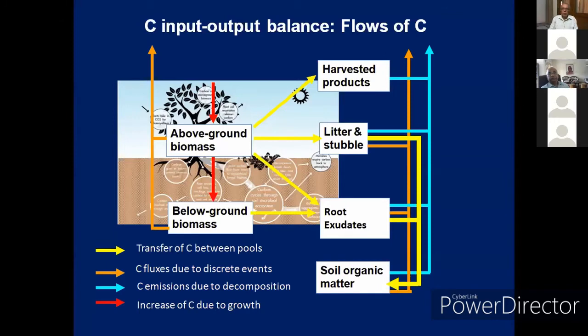Now, when we look at input or output fluxes, as I said in the last slide, you have plant-mediated carbon input. Now you have plant biomass. This plant biomass captures carbon from the atmosphere through the process of photosynthesis. Now this carbon is captured.